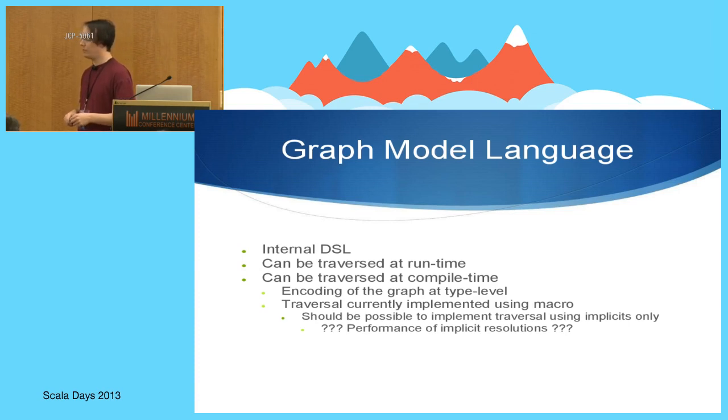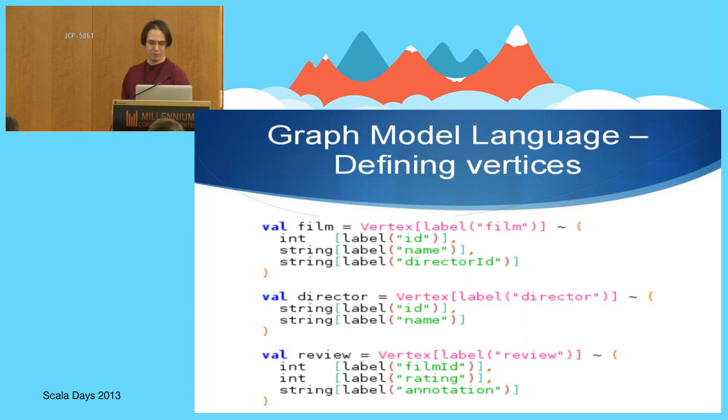But I think the performance will be horrible. So I think it's something to explore because it might be interesting in terms of experimentation to see if it's actually feasible. But at the moment, we didn't look into this because it wouldn't be really useful for production usage or things like that. So now let's look first at how the DSL to define the graph looks like.